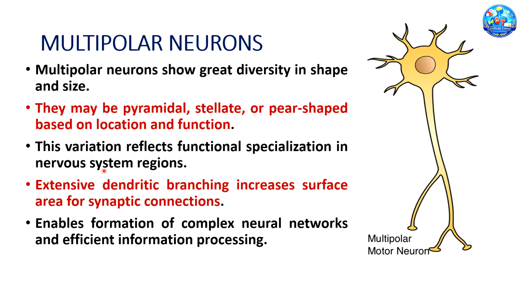This morphological variation reflects the functional specialization of each neuron in the different regions of the nervous system. The extensive dendritic branching in multipolar neurons increases the surface area for synaptic connections, enabling complex networks to form and even efficient processing of incoming signals.